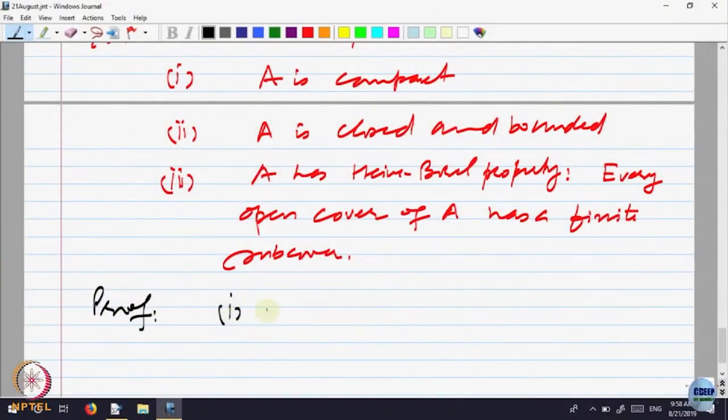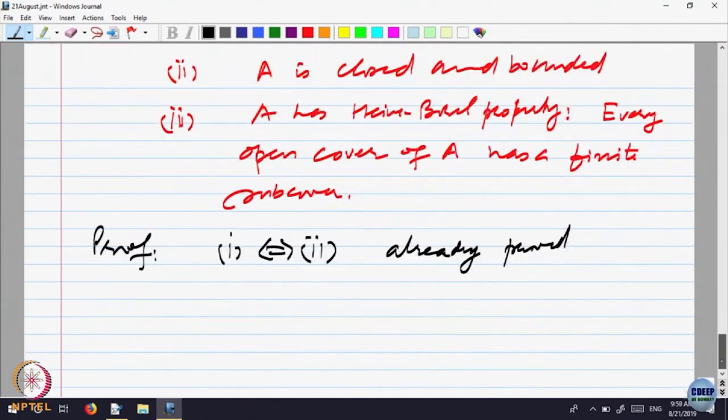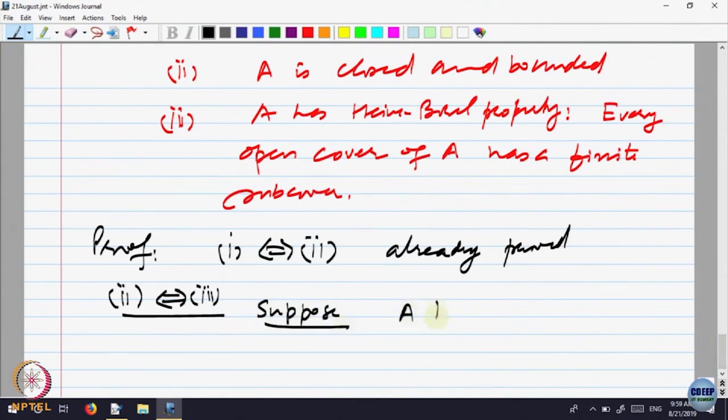1 is equivalent to 2, that we have already proved. That A is compact if and only if it is closed and bounded, already proved. Let us prove 2 if and only if 3. So, that we want to prove. Okay. So, let us look at, suppose A has, I will just shorten Heine-Borel property as HB property.